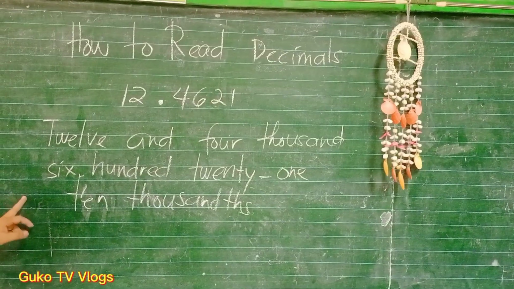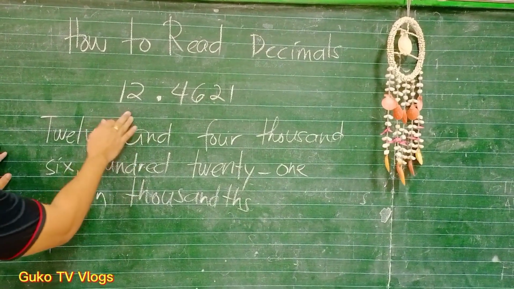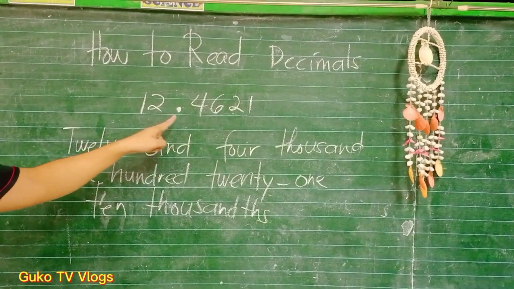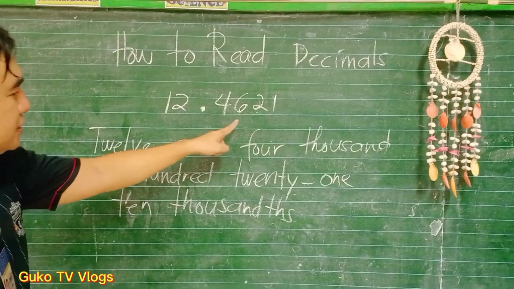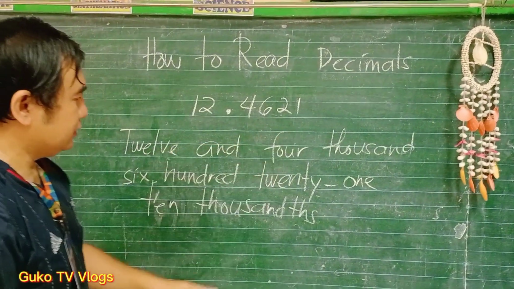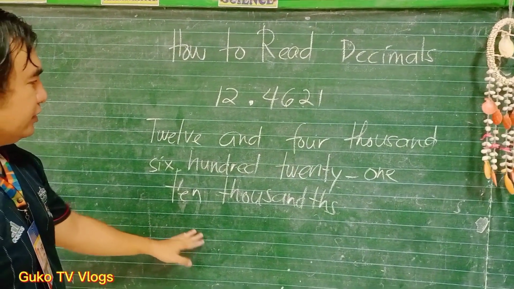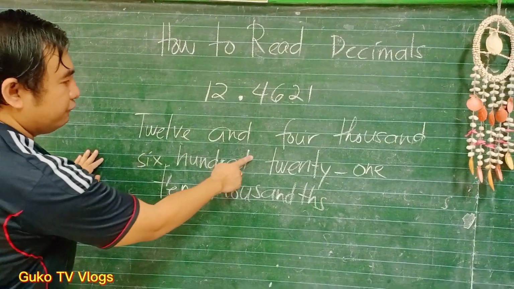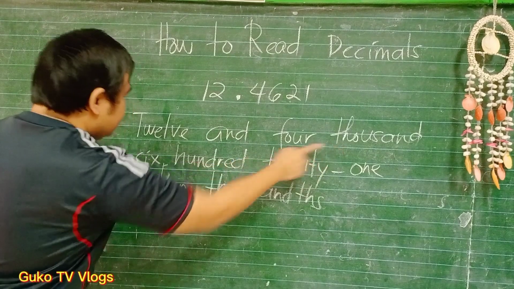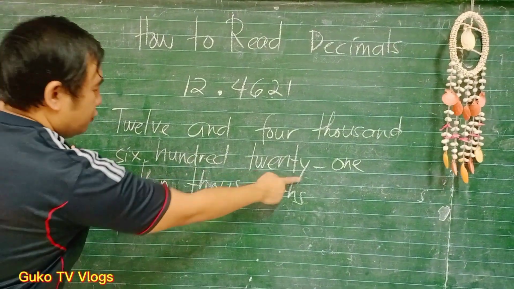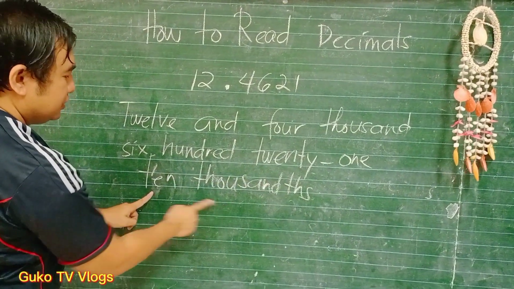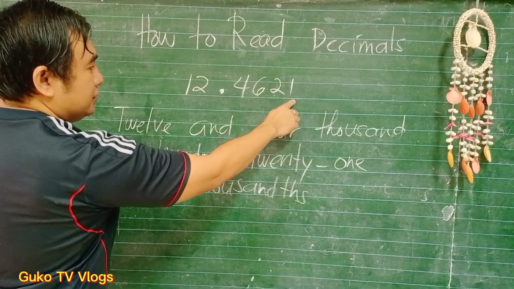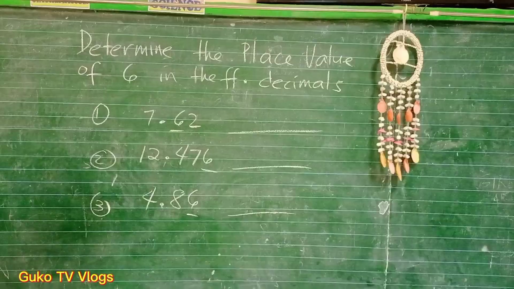Okay, example number 2. We have here the decimal. This will be read as 12 and 4,621 ten thousandths. So again, try to read this one. 12 and 4,621 ten thousandths, because the last place value here is in the ten thousandths place.